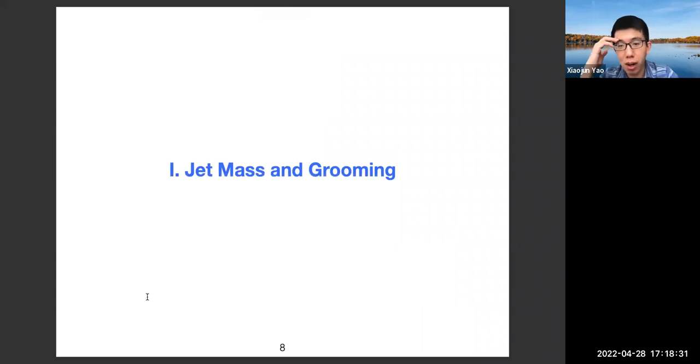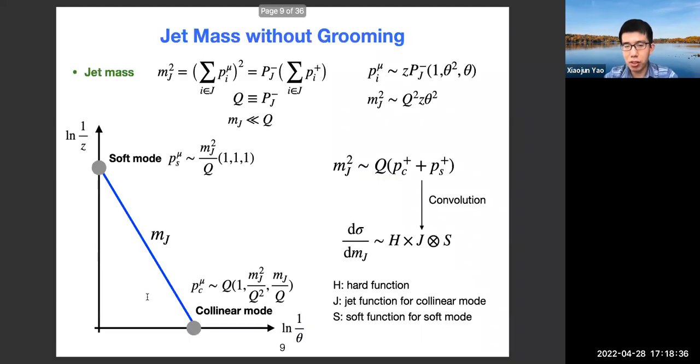Okay, the first part of my talk will be discussing jet mass and jet grooming. Let me start with the case without any grooming. We want to measure the jet mass after we reconstruct some jets. The jet mass is defined by the four-momentum of the jet squared. By four-momentum of the jet, I mean we take each component of the jet, and we sum over their four-momenta, and that is the total four-momentum of the jet. We square that, and we get the jet mass.